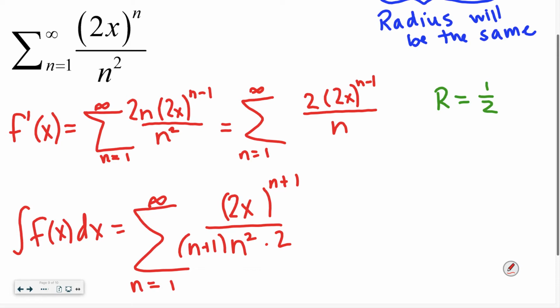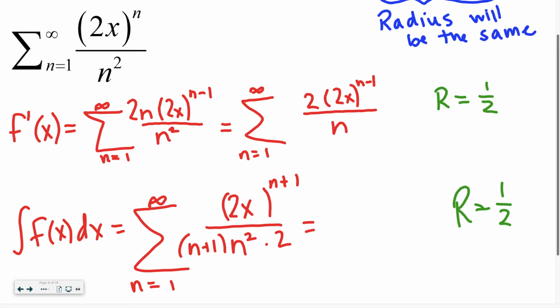Okay, so 2x to the n, we increase our power by 1 while dividing by that power. And then since there's a 2 inside, we have to divide by 2. So if we simplify this so it's easier to check our endpoints, well, we can't really simplify. n cubed plus n squared times 2, well, yes, that is something we could do. But our radius would still be 1/2. And so you would still have the interval of -1/2 to +1/2, but you would just need to check the endpoints again with that. Okay?